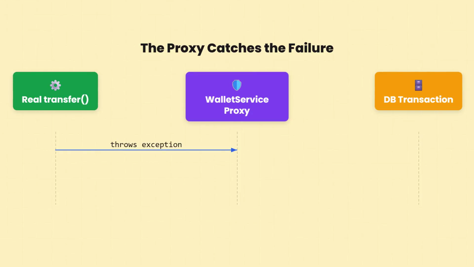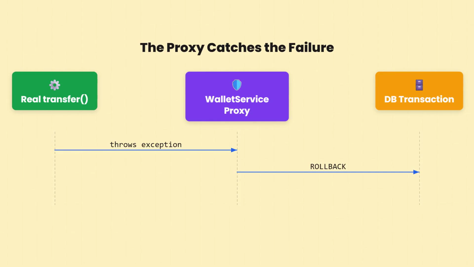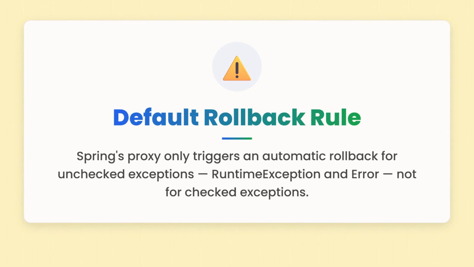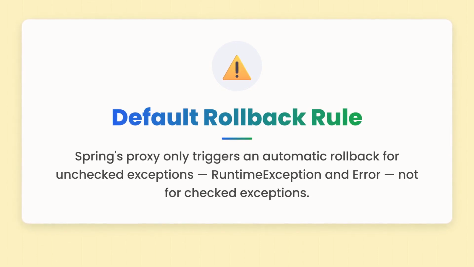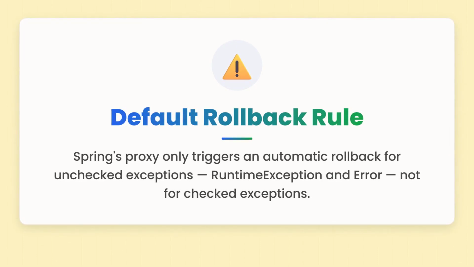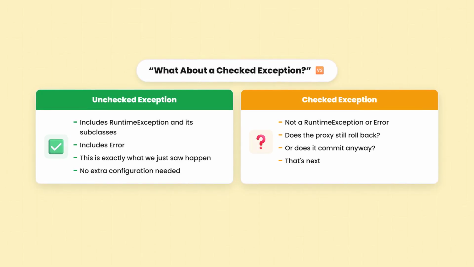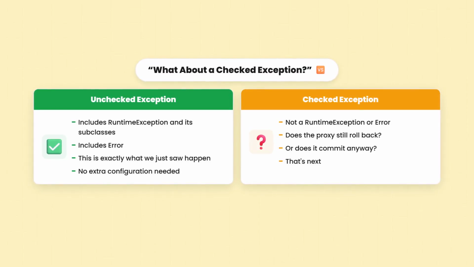The ReceiverAccountClosedException, thrown inside credit, propagates all the way out of transfer, right into the proxy. The proxy catches it before it ever reaches your calling code, and immediately tells the database to roll back. The database undoes every change made since the transaction began, including the staged debit. Here's the exact rule driving that rollback. By default, Spring's proxy only rolls back automatically on unchecked exceptions, RuntimeException and Error. So what happens if transfer throws a checked exception instead, like an IOException? Does the proxy still roll back, or just commit anyway?